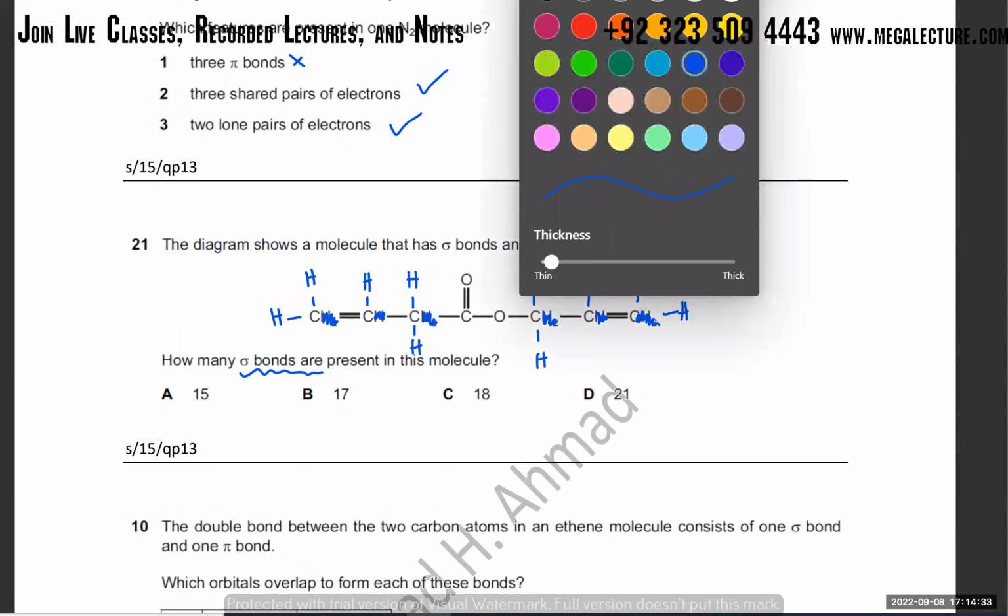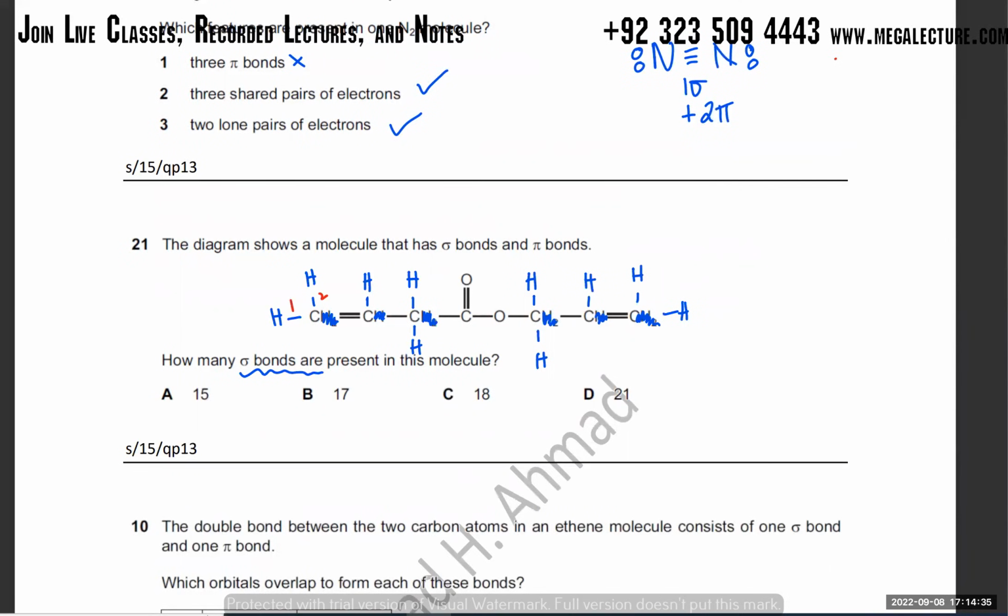So when you start counting them, it's 1, 2, 3, 4, 5, 6, 7, 8, 9, 10, 11, 12, 13, 14. So you got 15, 16, 17, and 18. So in total, you got 18 pi bonds, not sigma bonds. Achha, where are the pi bonds? The double bond is a pi bond. So in the double bond, there's an extra pi bond. So there's one over here, and there is one over here. So there's 18 sigma bonds, plus there are 3 pi bonds in this molecule.